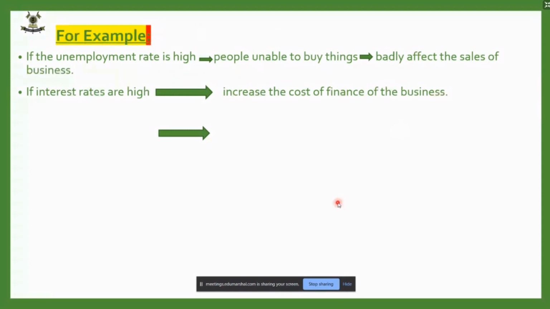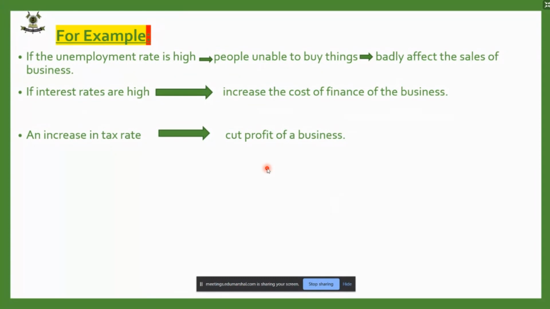Next example is increased tax rate. If tax rates are increased by the government, what is going to happen? There is going to be a cut in the profits; they are going to be reduced. You have to pay tax on the income. Income tax has to be paid. So there is going to be a reduction in the profit of the business. Again, it becomes an economic environment.